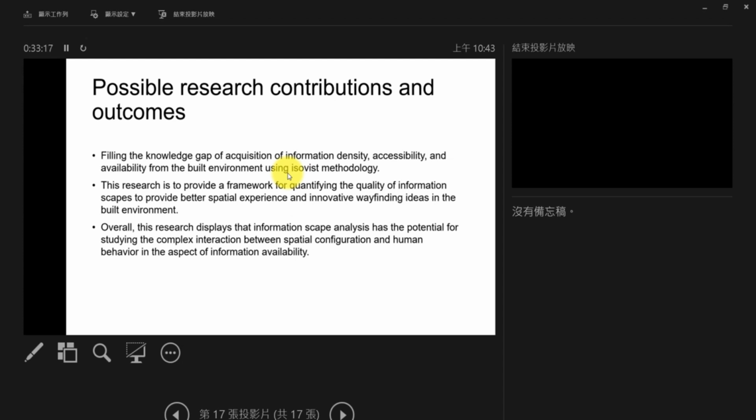And overall, the research will show that information scape analysis has the potential for studying complex interaction between spatial configuration and human behavior in the aspect of information availability. Thank you. Okay, questions?